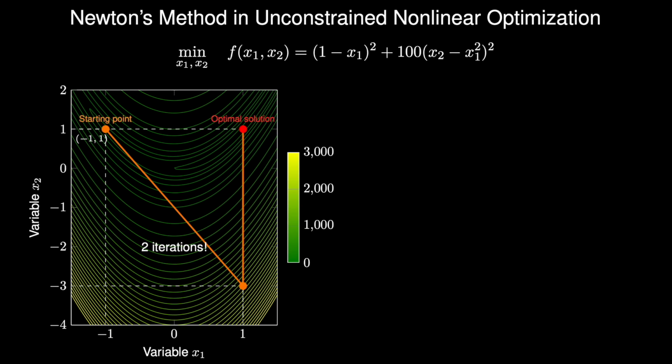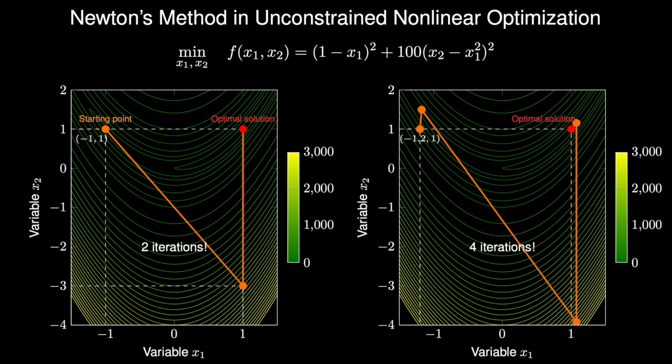Remarkably, starting from -1, 1, Newton's method reaches the optimal solution at 1, 1 in just 2 iterations. The path on the contour plot shows the algorithm taking a large curvature-informed step down through the valley.